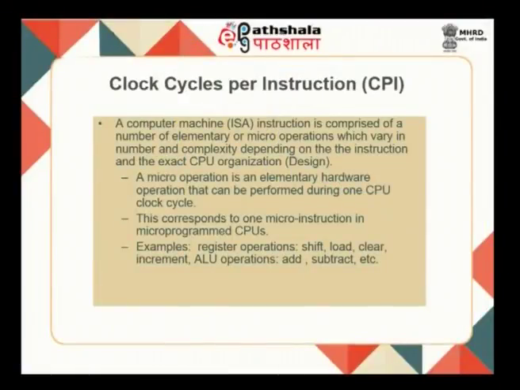Now, a computer machine or an ISA instruction is comprised of a number of elementary or micro operations which vary in number and complexity depending upon the instruction and the exact CPU organization. Say for example, a micro operation is an elementary hardware operation that can be performed during one CPU clock cycle. This may be a shift instruction, this may be an add instruction, so on and so forth. And this normally corresponds to one micro instruction in a microprogrammed CPU.